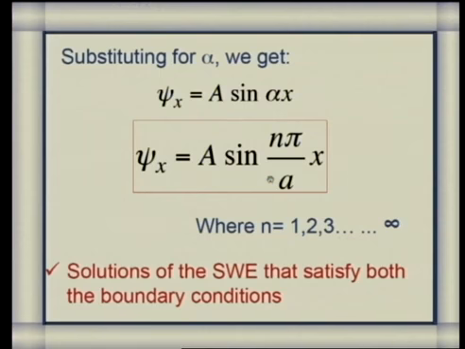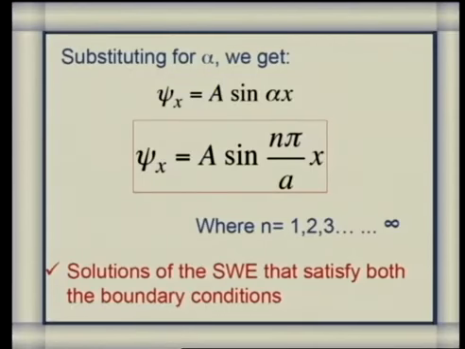Now what is the qualification of this wave function? Number one, this wave function is a solution of the Schrodinger wave equation we formulated. Number two, it adheres to the first boundary condition, and also to the second boundary condition. So this is a set of wave functions which are the solution of the Schrodinger wave equation of a particle in a one-dimensional box. Also, n can have a value of 1, 2, 3, 4 up to infinity. What does it mean?